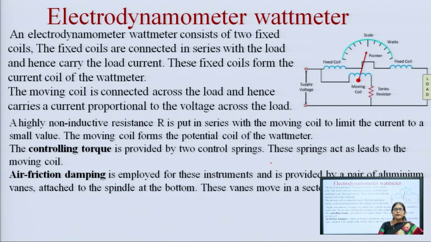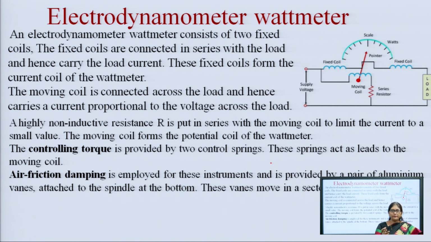The moving coil is connected across the load, and we want very little current to flow through the moving coil, and it carries a current which is proportional to the voltage across the load. The fixed coil is the current coil of the wattmeter, and the moving coil is the voltage coil, and a very high non-inductive resistance R is placed in series with the moving coil to limit the current.